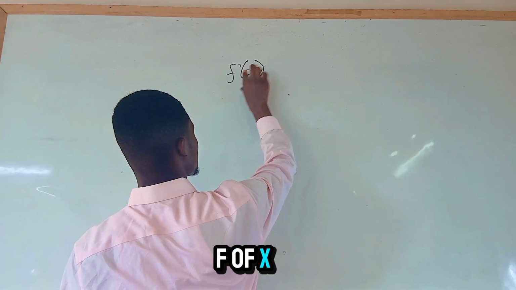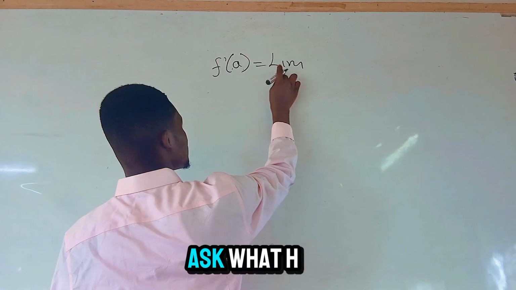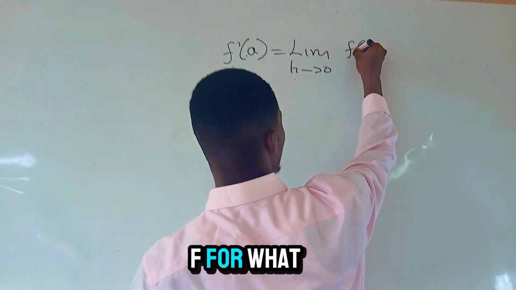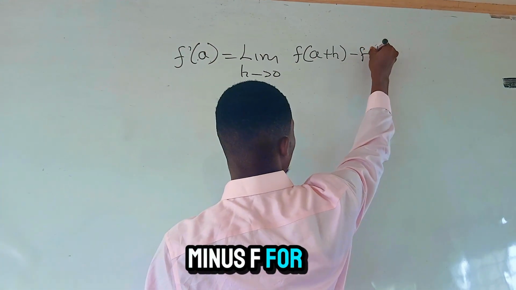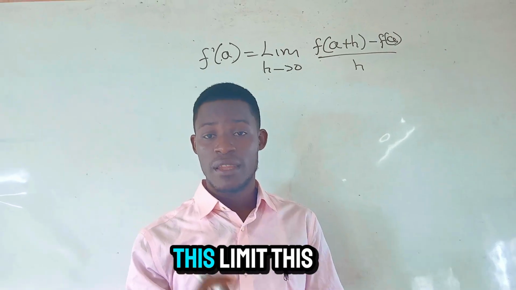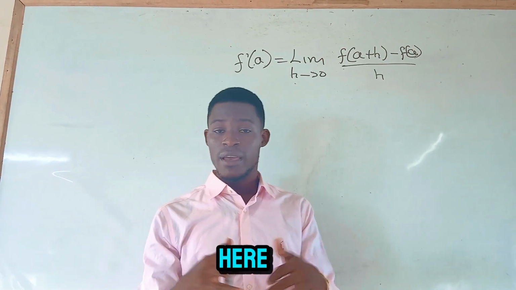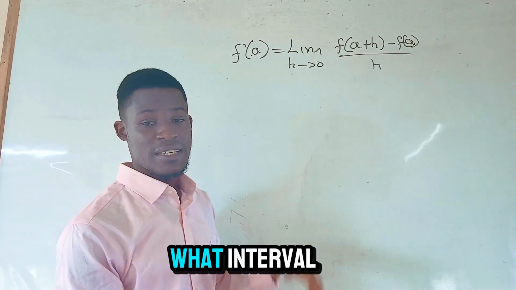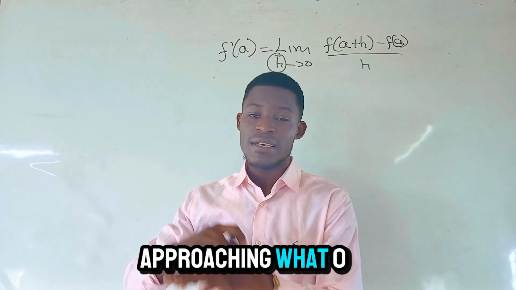And combining both of their functions, we are going to have f prime of a is equal to the limit as h approaches 0 of f of a plus h minus f of a, all over h. This is the connection between derivative and limit. Here we are checking how the function changes over a very tiny interval. The interval is approaching 0.